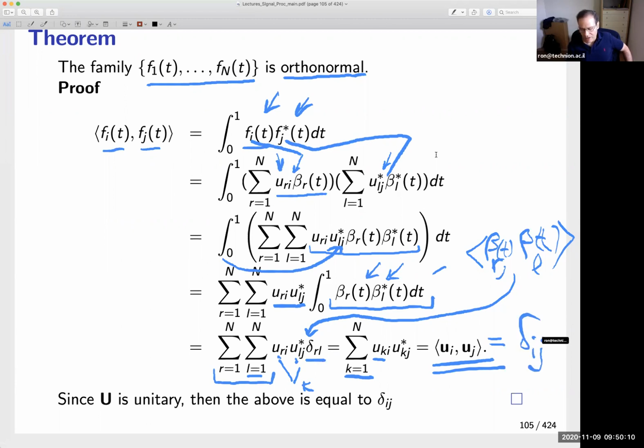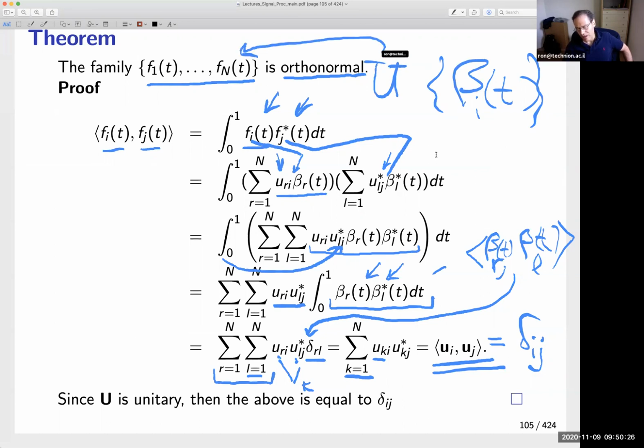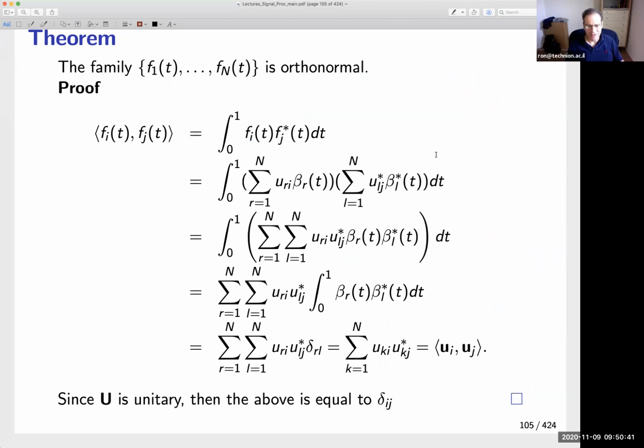So in fact, if we start from an orthonormal set of functions, beta i's, and we use a unitary matrix to blend it, what we get at the end of the day is an orthonormal set of functions. So this is an interesting observation. It would allow us to start from a set of any smooth functions that we would like and manipulate it so that it would fit our needs. And let's see how we can do that.